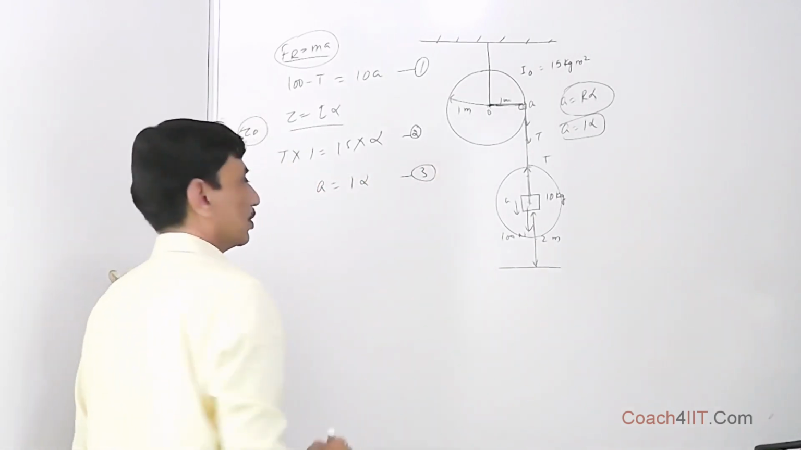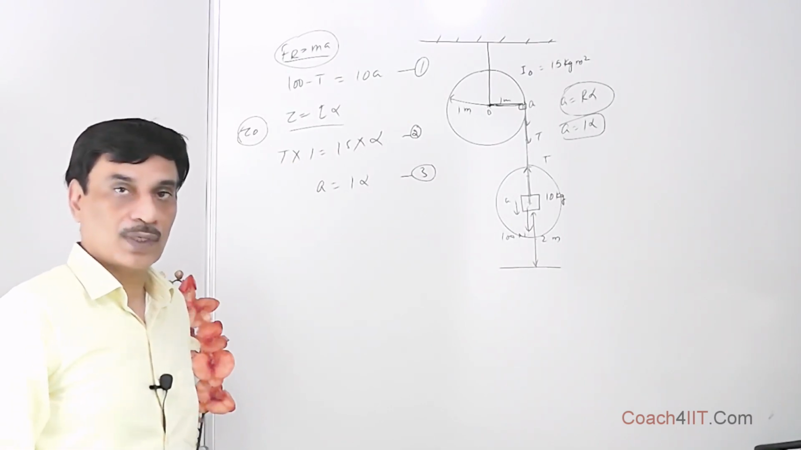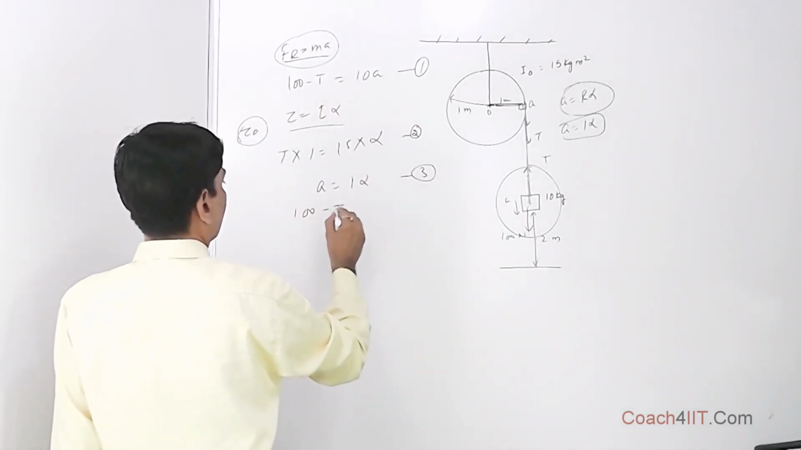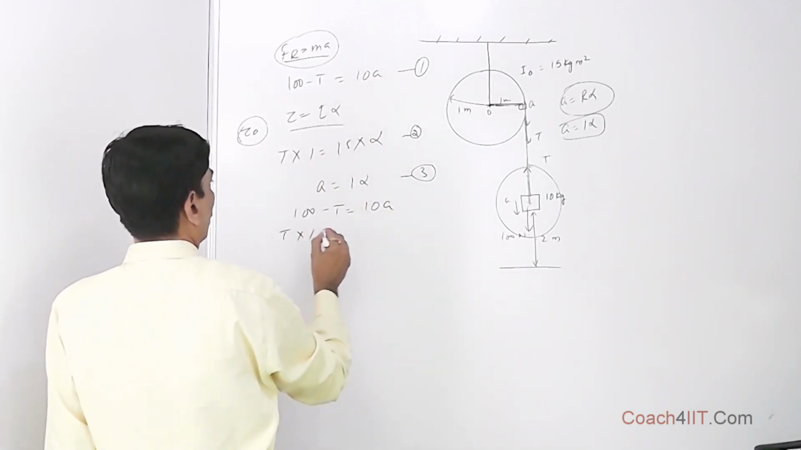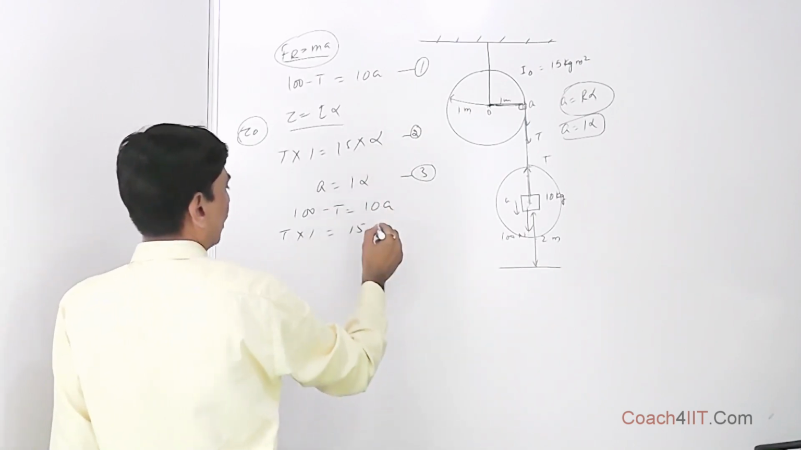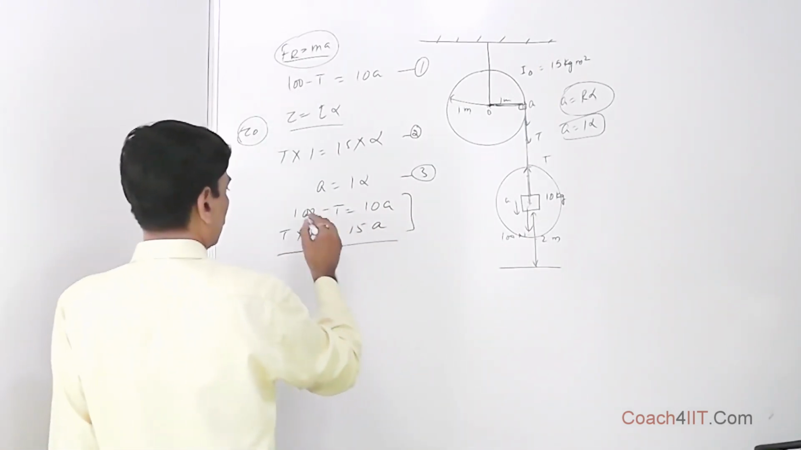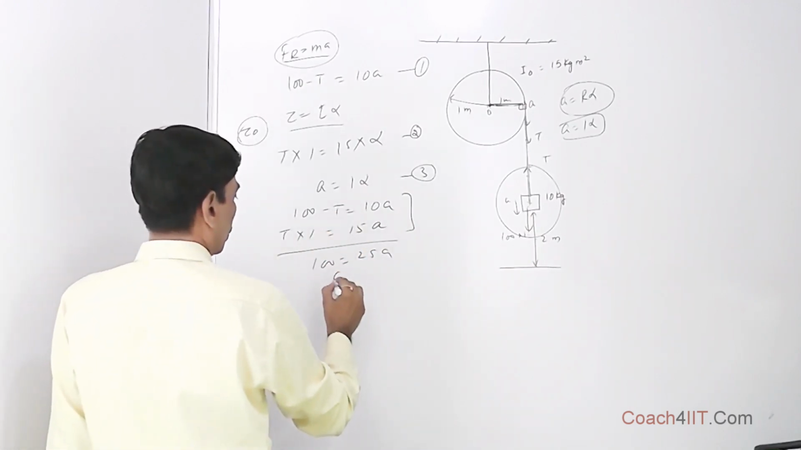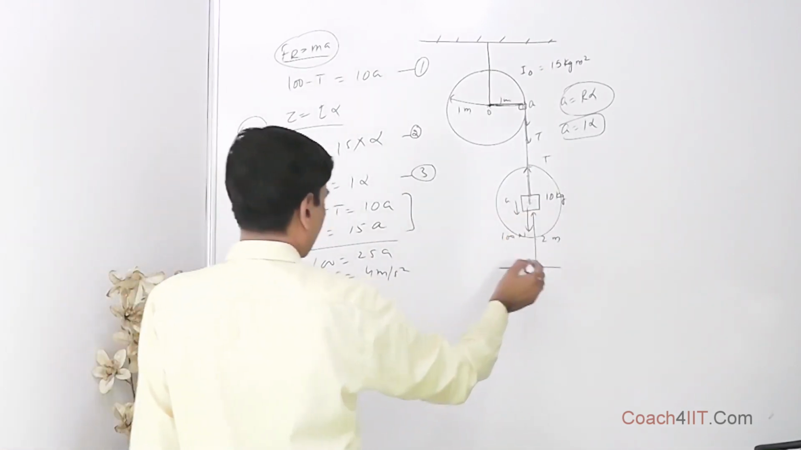So with the third equation, a is equal to 1 alpha, we have 3 equations and 3 unknowns. From here we can get the value of a. So 100 minus T is equal to 10 into a. Over here, T into 1 is equal to 15 into alpha. Alpha is what? Alpha is a by 1. So we can put it like this. So with these 2 equations, if we add the two, 100 is equal to 25 into a, since minus T plus T will get cancelled. So a is equal to 4 meter per second square. So the acceleration of this is 4 meter per second square.